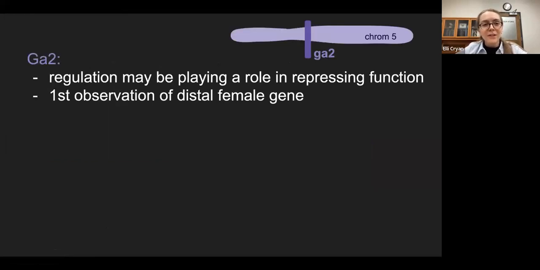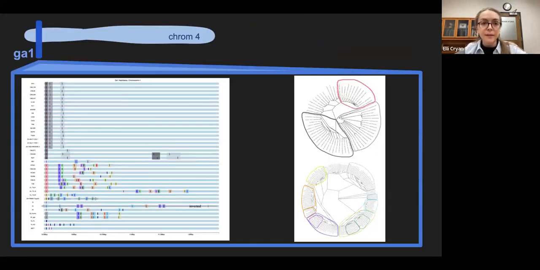So our summary for GA2 is that regulation may be playing a role in repressing functions. We sometimes see genes that look like they would be active, but they're on backgrounds where they don't create a barrier as a phenotype. And we also have what we think is the first observation of a distal female gene, where the gene is far outside of what we would consider the traditional GA2 locus.